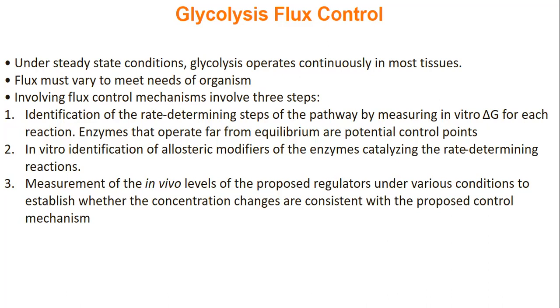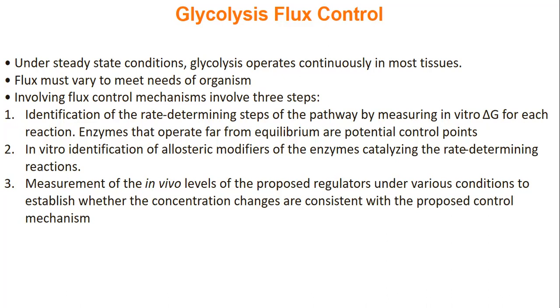And so this flux needs to change based on what the organism is doing. So flux control, to really understand how it works, there are three different steps. One, we have to know the rate determining step of the pathway. So, which enzyme is the rate determining step? And you can do this in vitro by measuring delta G. In vitro means basically in a test tube. So you take these enzymes, separate them, and you can measure delta G.